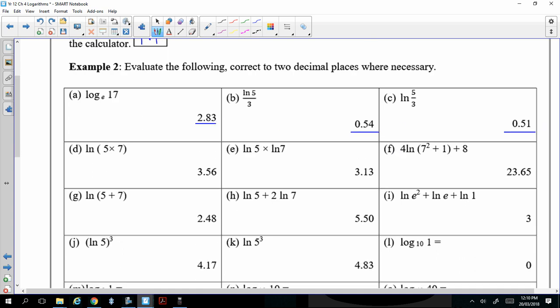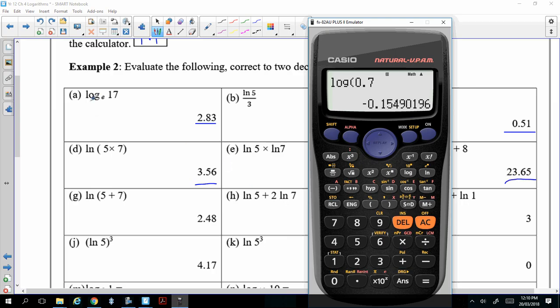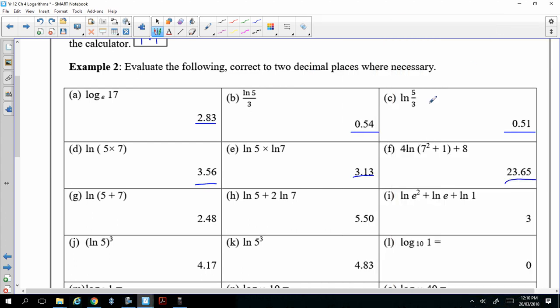Okay, so that's calculator skill. For example, if I do the first one, I do ln 17, you should get this answer, okay? And then for the next one, you do ln 5 close bracket over 3. You get this answer. Okay, just the calculator skills. And notice that these two are different, okay? So be careful. All right, so try this now. Give you about a couple of minutes, and we'll continue.